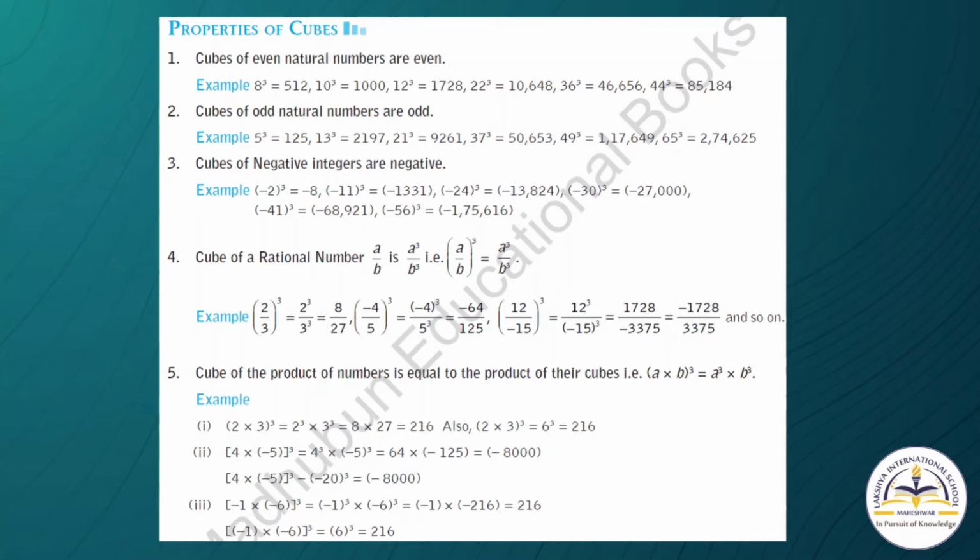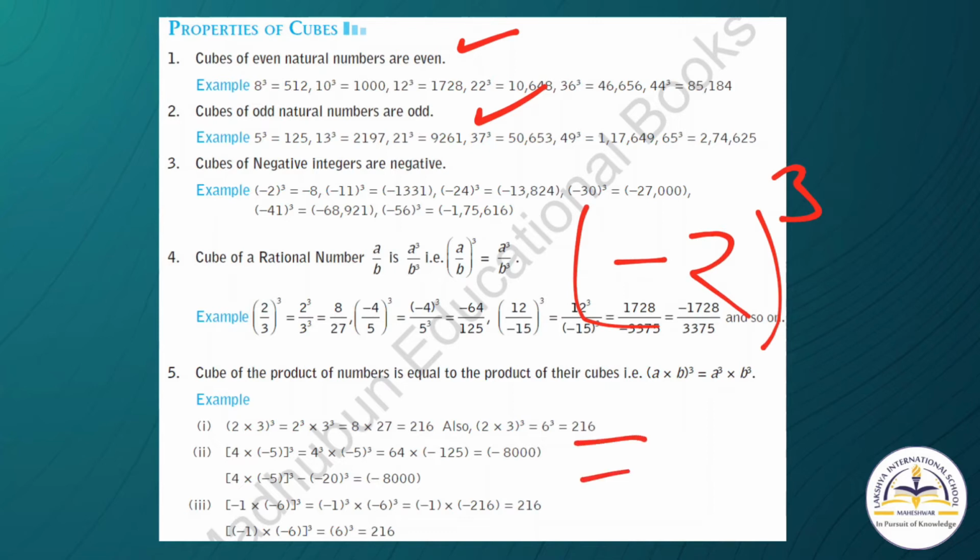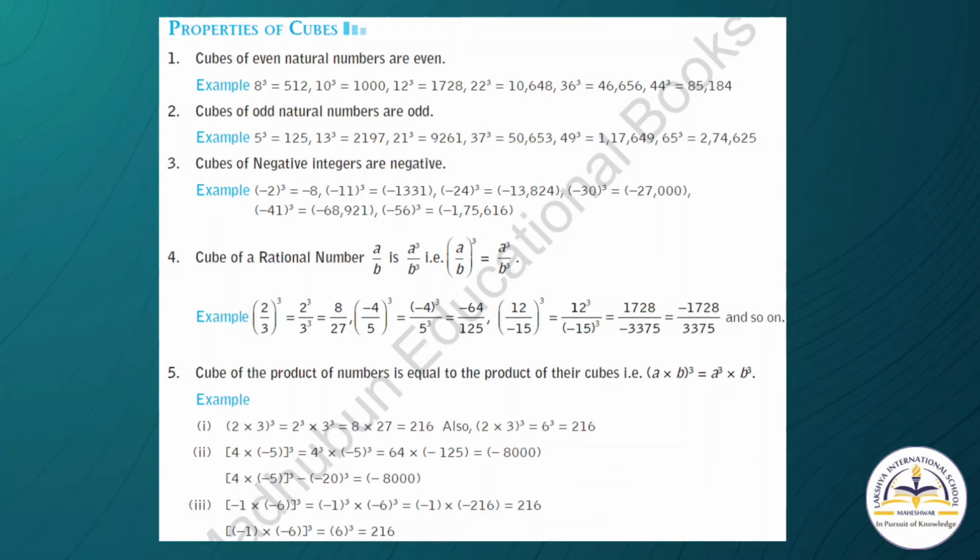Now, properties of cubes. Cubes of even natural numbers are even, cubes of odd natural numbers are odd. Suppose the cube of 8 will be an even number because 8 is an even number. The cubes of 5 and 25 will be odd, since both are odd. Okay, these are the properties. Now, cubes of negative integers are negative. Suppose -2, the cube of -2 will be -8. This is our property.